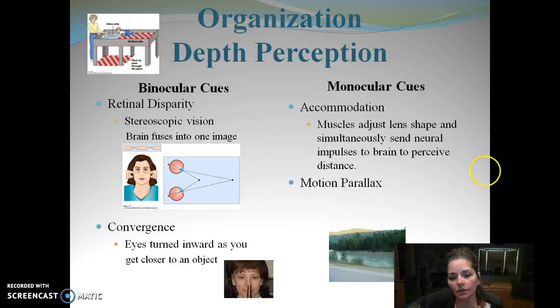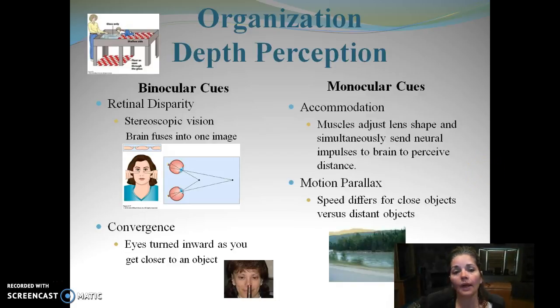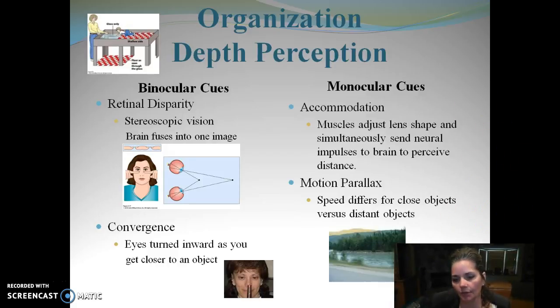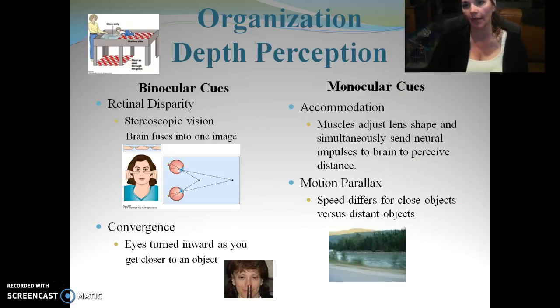Monocular cues include accommodation, where the lens is going to be adjusted based on the muscles, and as those muscles constrict or lengthen the lens, it's going to send neural impulses to our brain to help us understand whether something's close or far away.